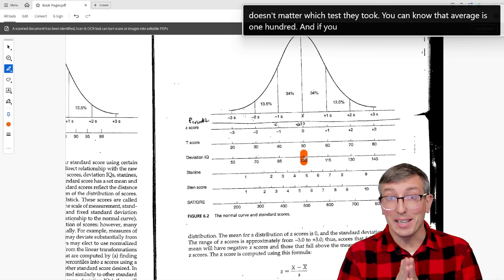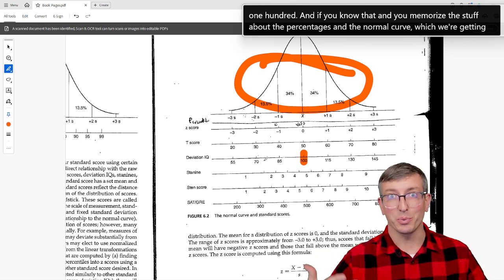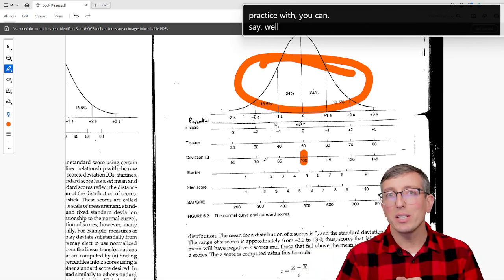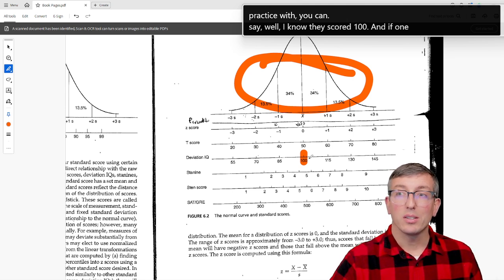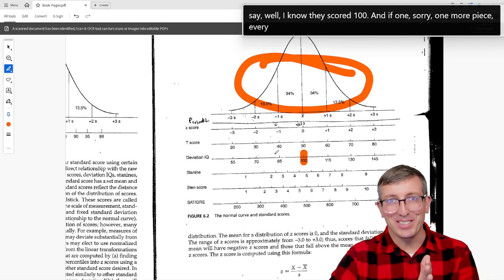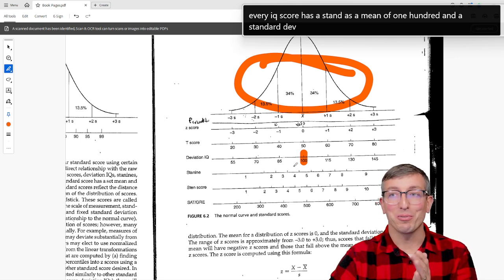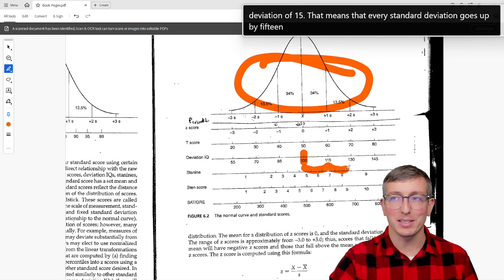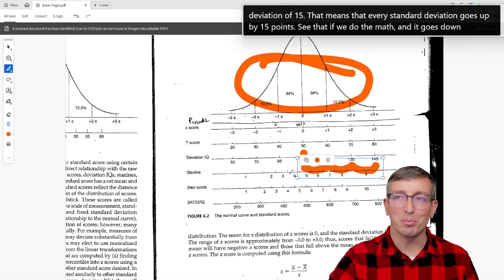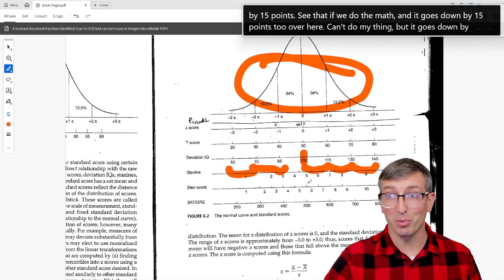And if you know that and you memorize the stuff about the percentages and the normal curve, which we're getting practice with, if you can say, well, I know they scored 100, and one more piece, every IQ score has a mean of 100 and a standard deviation of 15. That means that every standard deviation goes up by 15 points. See that? If we do the math, it goes down by 15 points too, over here.